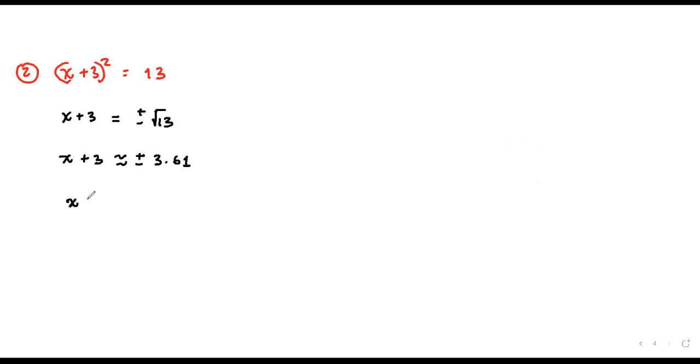So Arirat, you can continue. x plus 3 is approximate, or you can say x plus 3 is near to 3.61, or x plus 3 is near to negative 3.61.